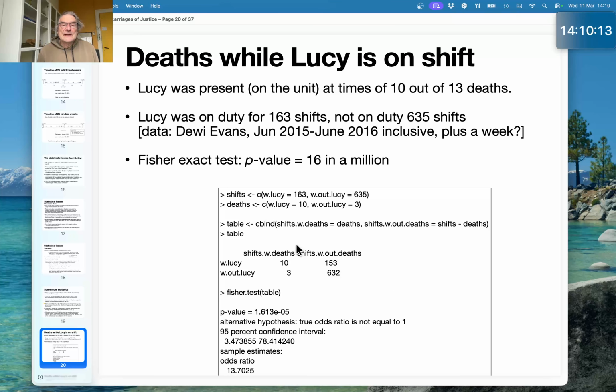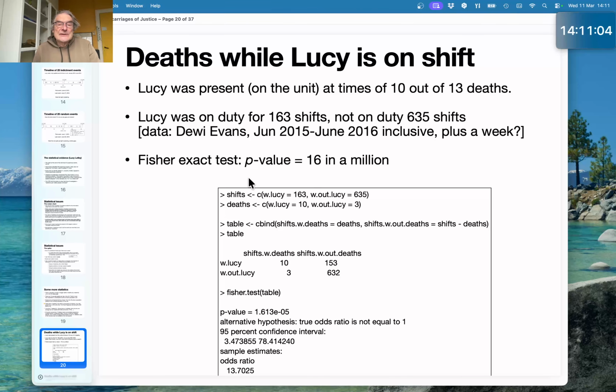Okay, well, Dowie Evans knew this too, and he actually did a statistical calculation. He used slightly different numbers from what I'm using, because he used 12 out of 13 instead of 10 out of 13. He added the times when she was there the shift after a death. He took account of the number of shifts she worked, the number of shifts she didn't work, and I have no reason to disbelieve them, though it's a little bit odd. The total number of shifts seems to be from June 2015 to June 2016 inclusive, with an extra week added. I don't know which week he added or why. Or did he do calculations wrong? Or have I made a mistake?